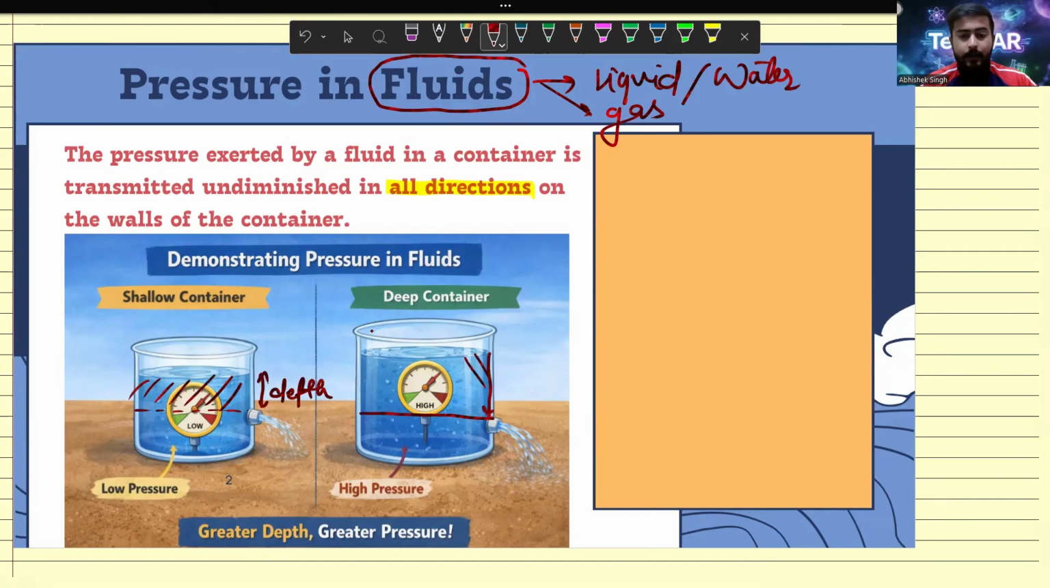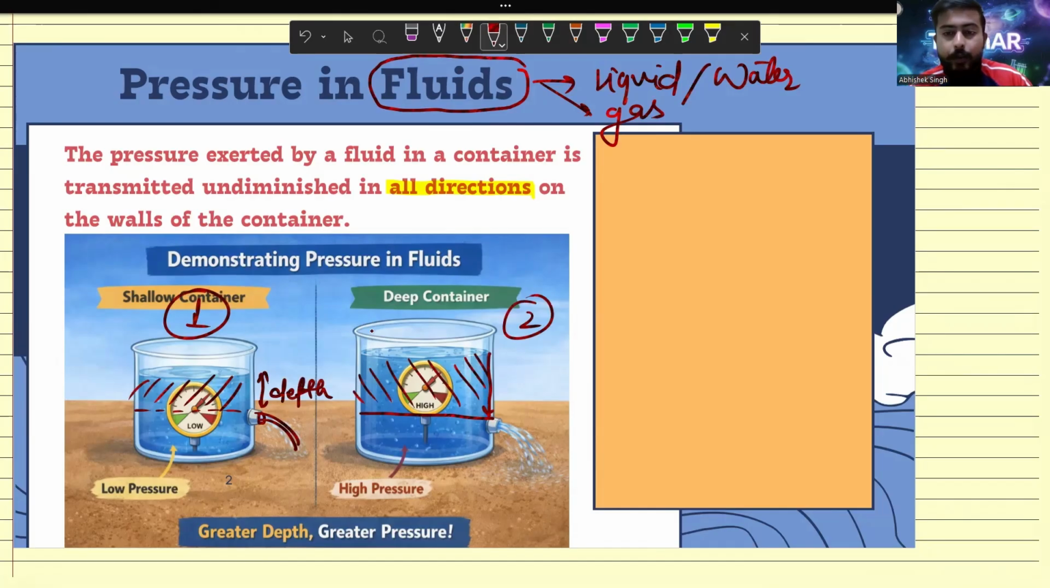This is the depth in case two. Okay. So if we talk about these two openings in the container, you will notice that in case one, the pressure is less because you will see that the water will exit with less pressure as compared to figure 2, because it has more depth.